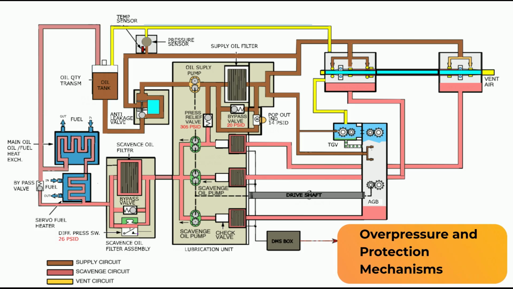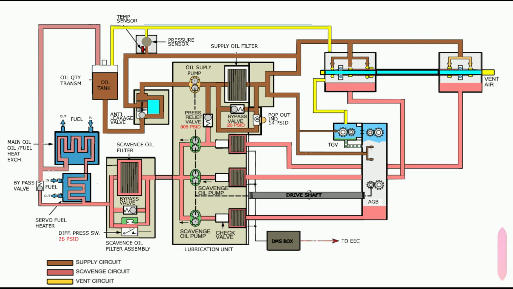Overpressure and protection mechanisms. A pressure line originating from the aft sump supply line delivers pressurized oil to the leakage prevention valve, maintaining it in the open position. The lubrication supply pump incorporates a pressure relief valve that diverts oil flow to a scavenge pump during abnormal operating conditions. To prevent structural damage to the system due to overpressure, the pressure relief valve opens when the supply pump discharge pressure exceeds 305 psi.